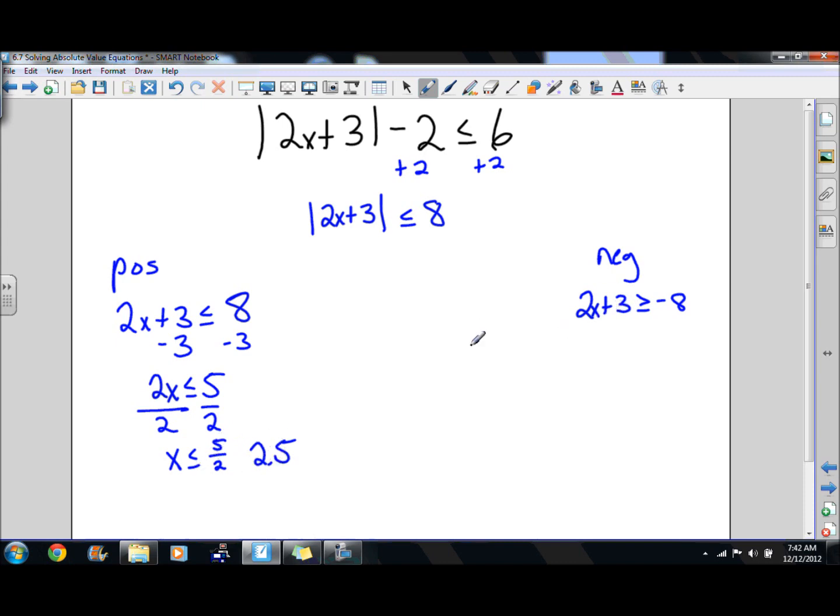So x is less than or equal to 2.5 there. Here, minus 3. So we get 2x is greater than or equal to negative 11. I divide by 2. So x is greater than or equal to negative 11 over 2, or negative 5.5. And this original is less than or equal to, so it's an and statement. So let's graph.